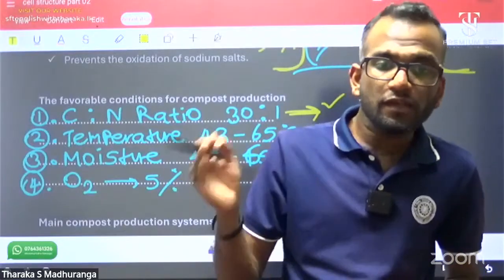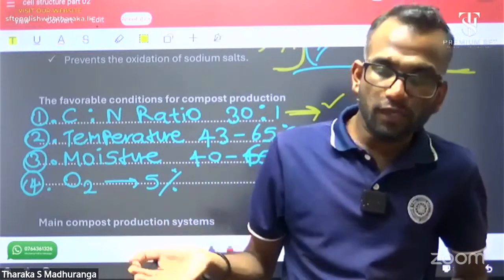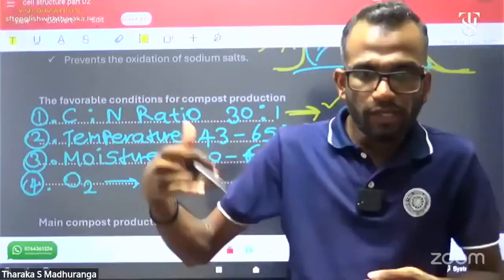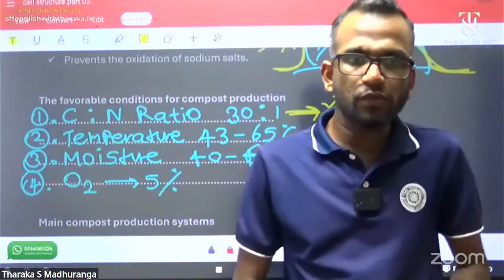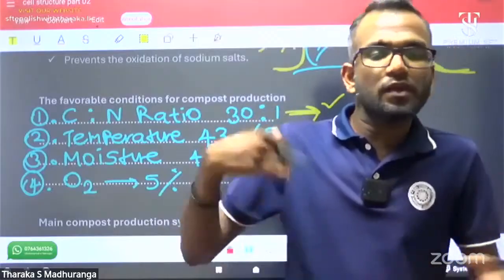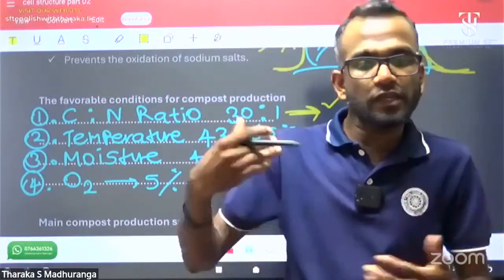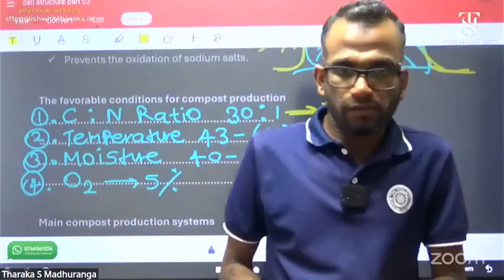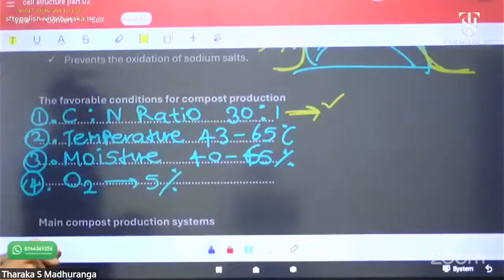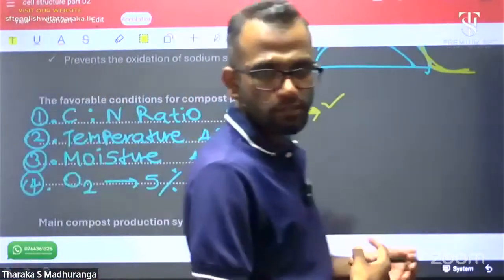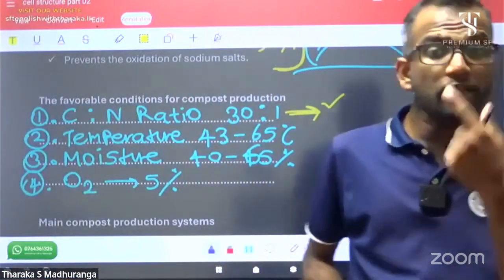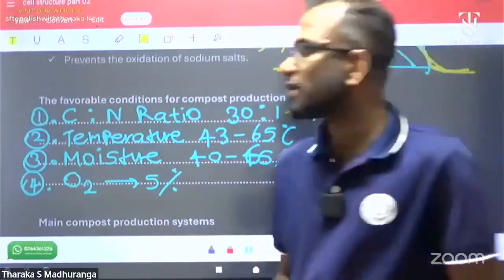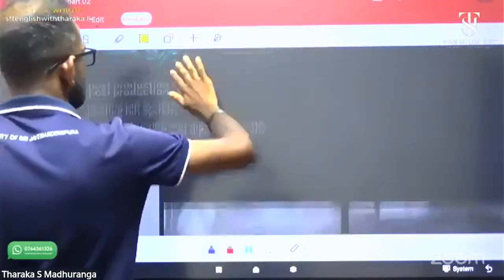After 7 days, once a week, you have to open and rotate this mixture, and again close it, to introduce oxygen and to mix these microorganisms uniformly, evenly through the mixture, right? After rotating it 3 times, we can get the finalized compost. Right, this is compost production.